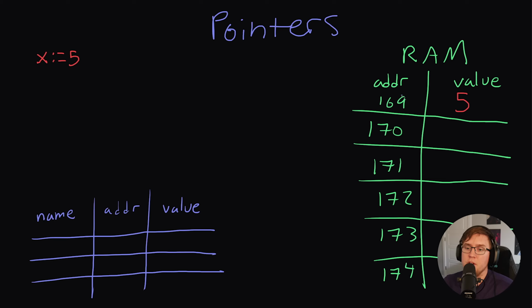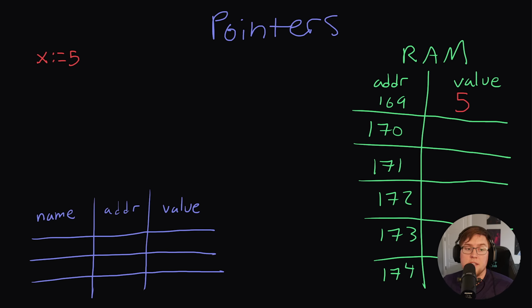Now, memory in your computer, you can think of it as fairly simply a memory address that stores a value. So we've got millions of different memory addresses in which we can store data, and somewhere in memory, that value needs to live. So let's just say it gets assigned, again, automatically to address 169.